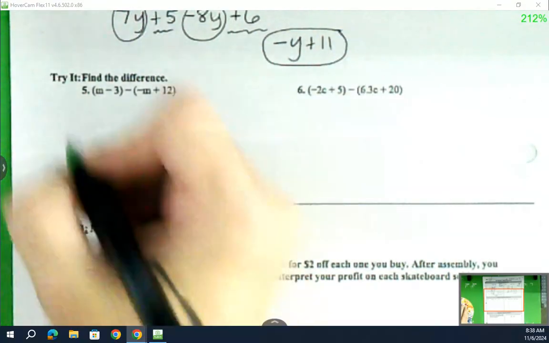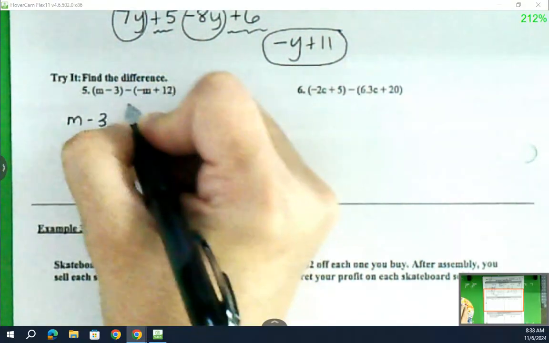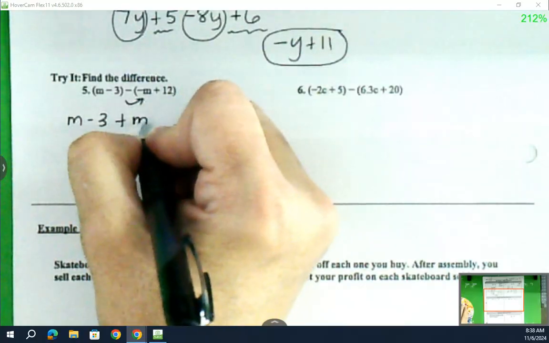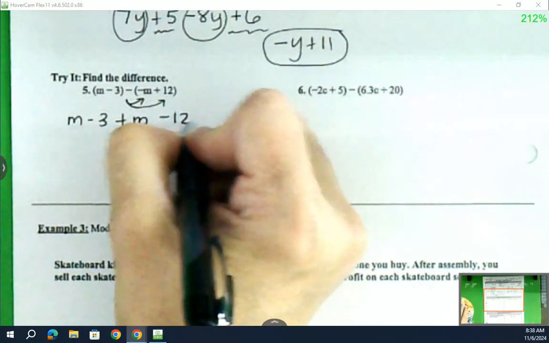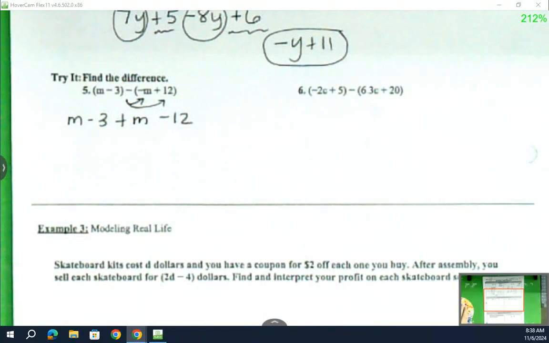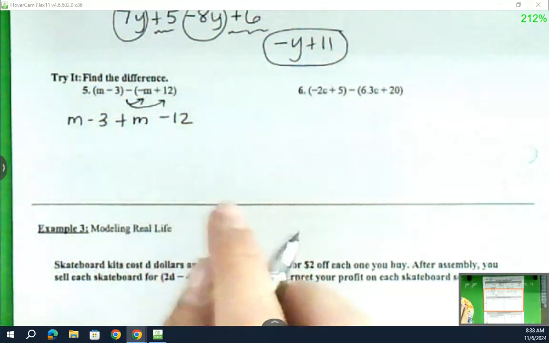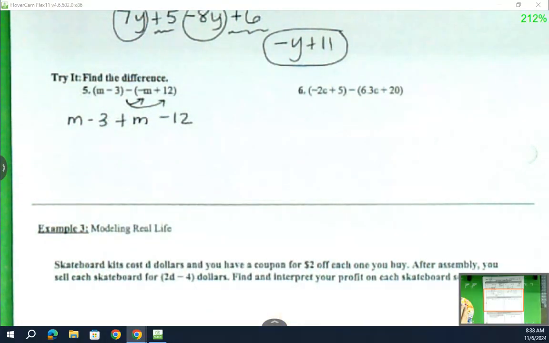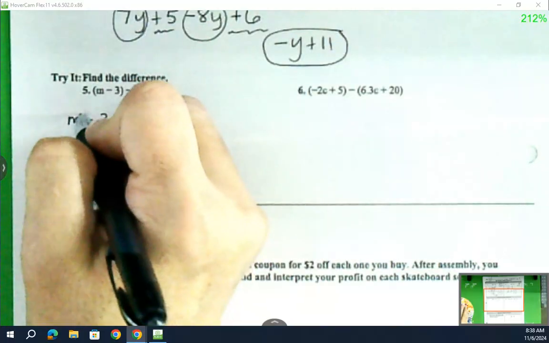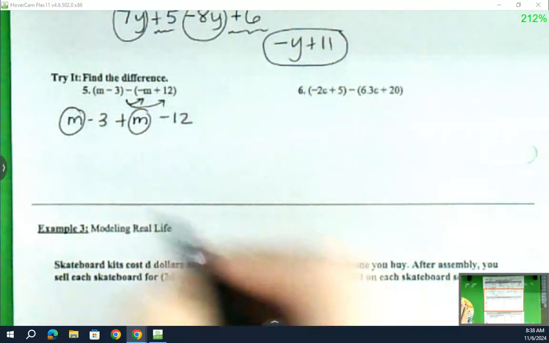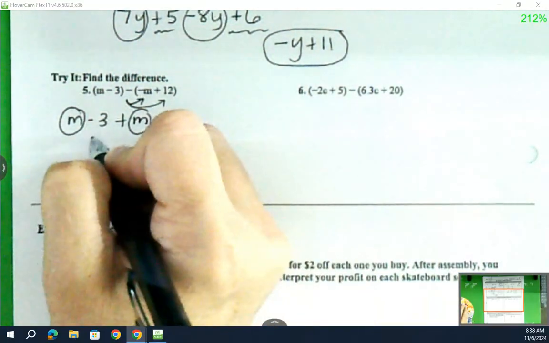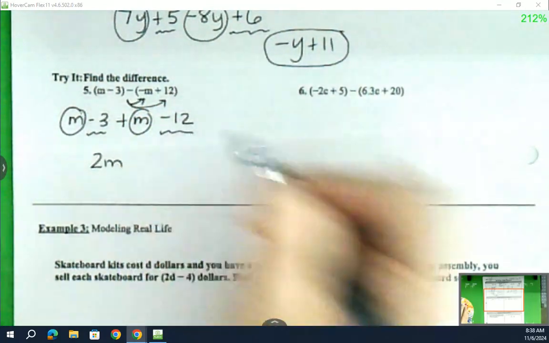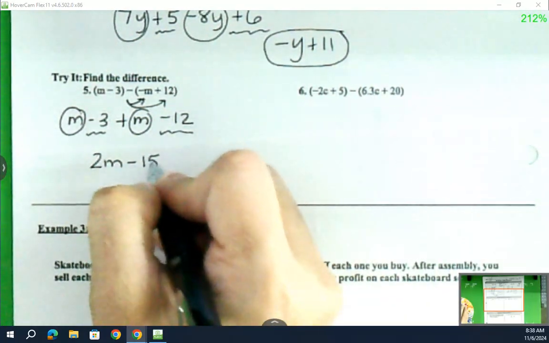Looking at number 5, we have m minus 3 plus m minus 12, if you rewrote it correctly with KCHOP. Change to an addition, and then everything else becomes the opposite. Combining our variables first, m plus m is 2m, and a minus 3 minus 12 is altogether minus 15.